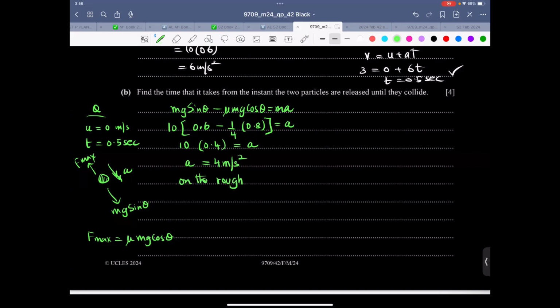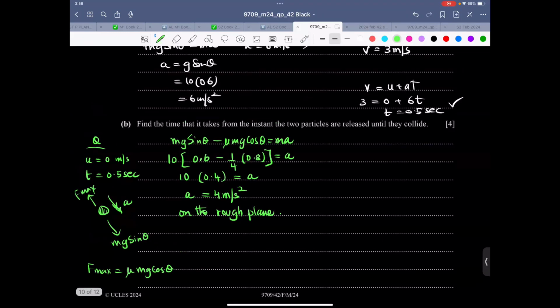Now, since m cancels out, it doesn't make a difference whatever the value of m is. Coincidentally, the m is the same for both, but the acceleration on the inclined plane, whether rough or smooth, does not depend on m. So that is 4 meter per second square.